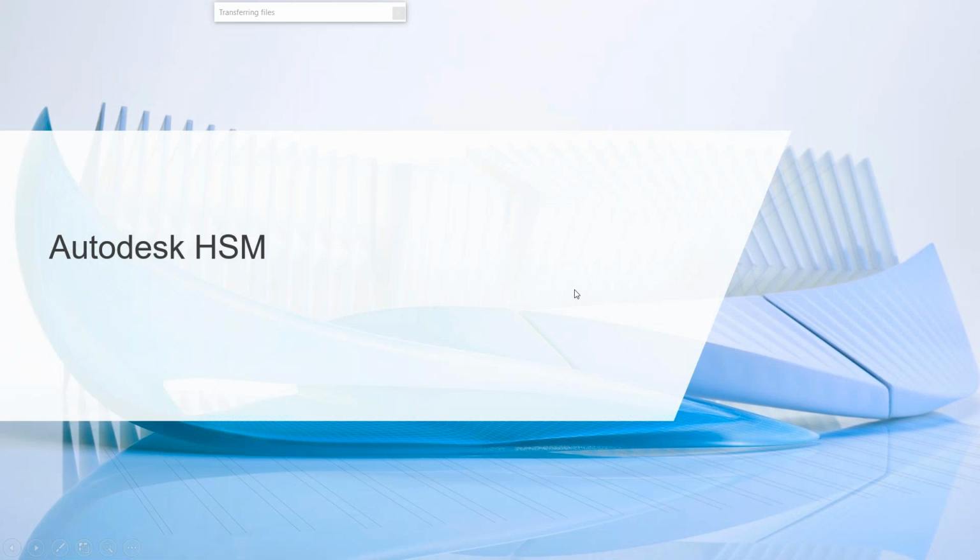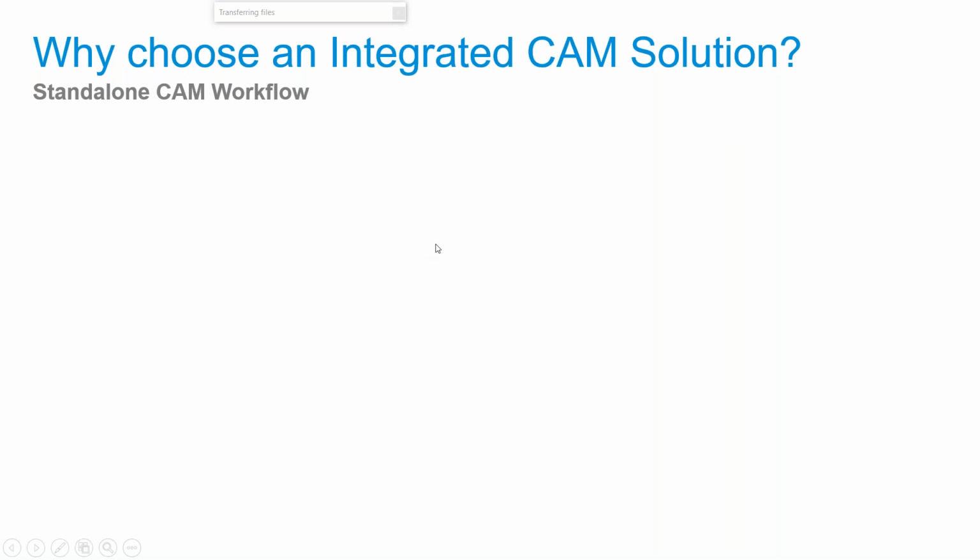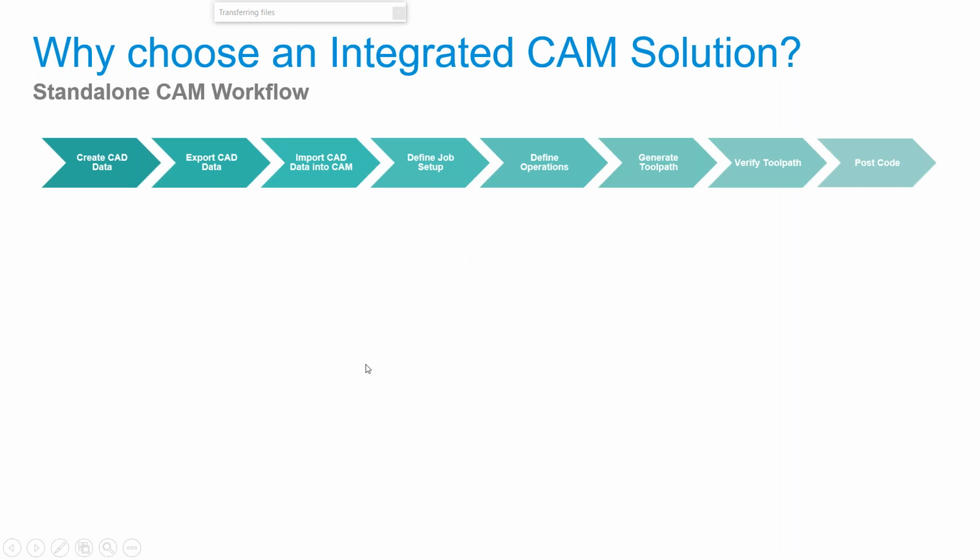So let's get into the depth of it and understand how each product looks and what you can do with it. Starting with HSM, the first question: why do we even need to choose an integrated CAM? If I look at a standalone CAM workflow, we have CAD data created in specialist CAD software. It could be one of the Autodesk products such as Inventor, or a product like SolidWorks, or any other 3D modeling tool.